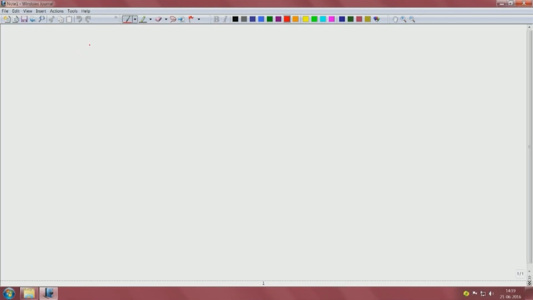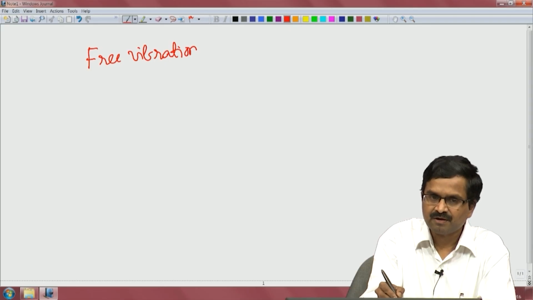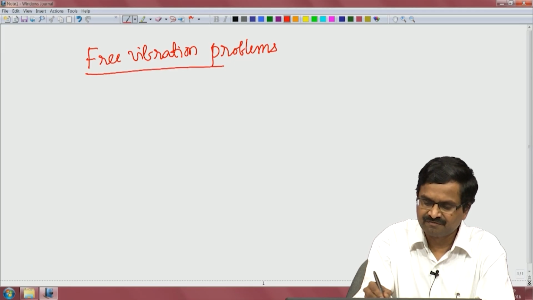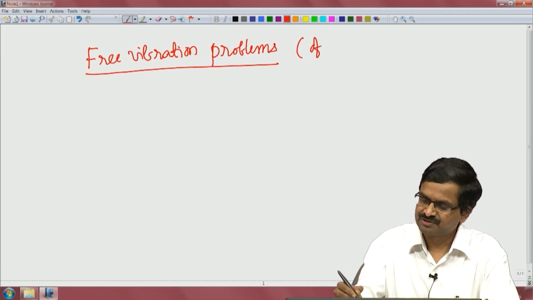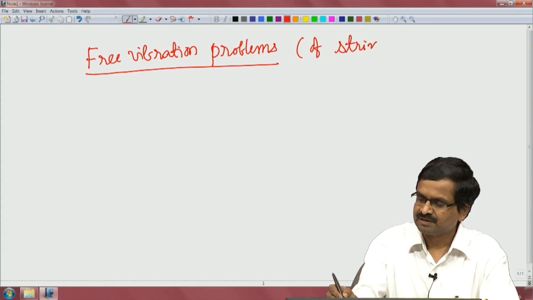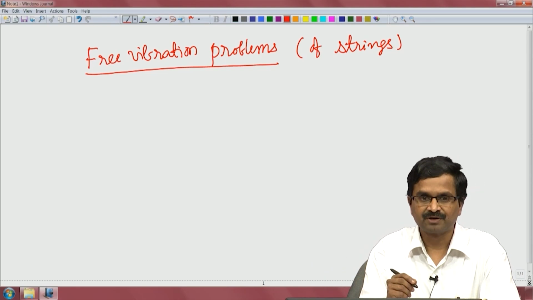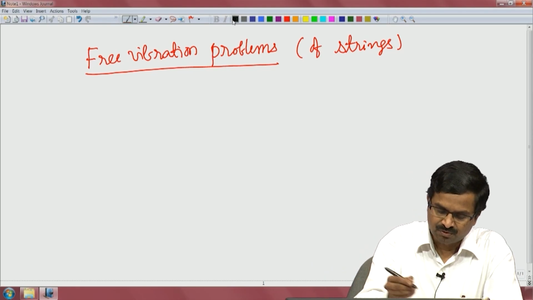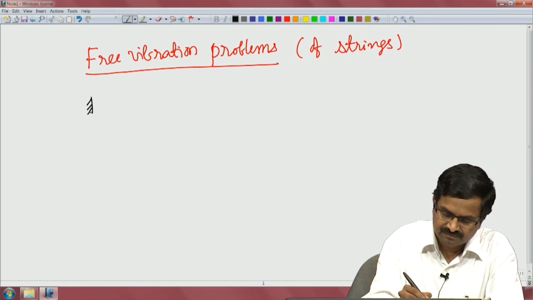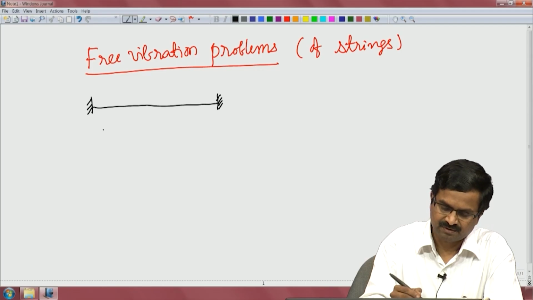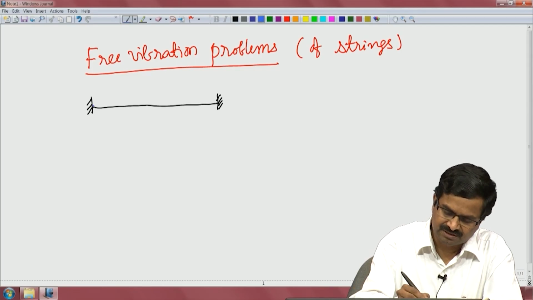So, what we consider here today is free vibration problems, in the framework of and specifically of strings that are taut, meaning that in tension, using the framework of calculus of variations. So, let us take a string that is kept taut between 2 points. Okay. It can be a pin joint also, does not matter for a string.